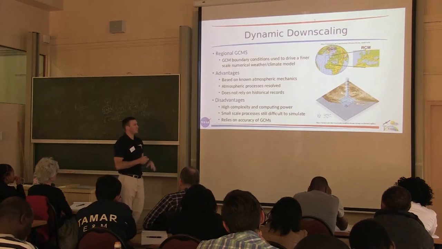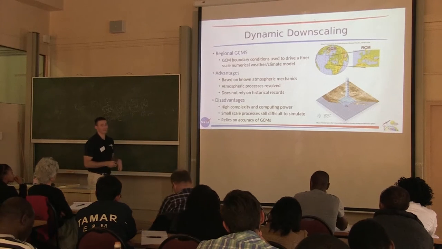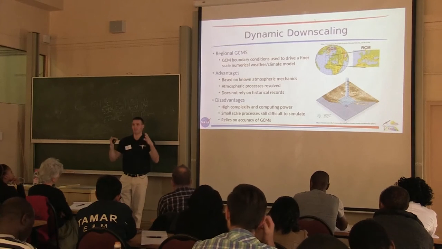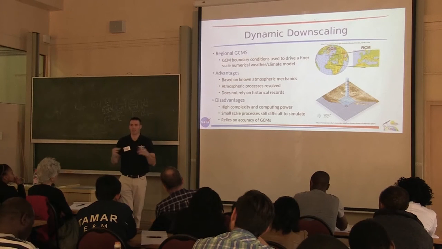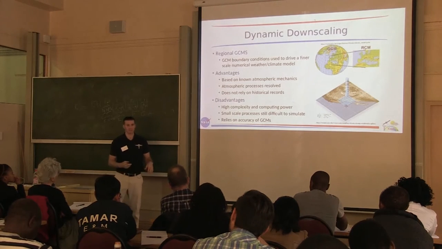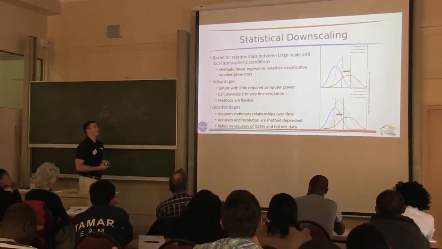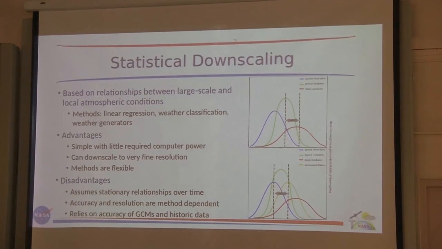So it's still not able to simulate all of those processes. And it relies on the accuracy of the GCM, like I said. So if your GCM, your global climate model, isn't doing a good job at the bigger level, it's probably a good bet that at the smaller level, at the regional climate model, it's also not going to have a very good prediction either. So the method is statistical techniques, and this is just basing the relationship between these large-scale atmospheric processes and what's going on at the local level.